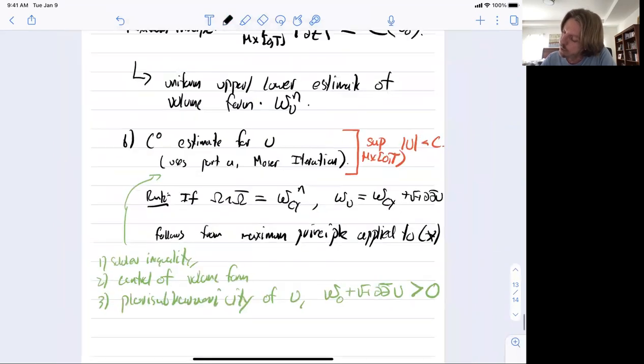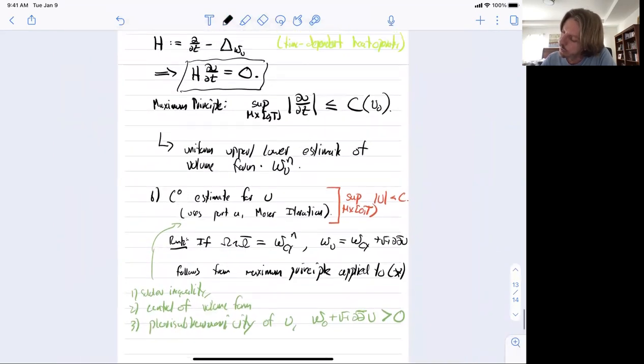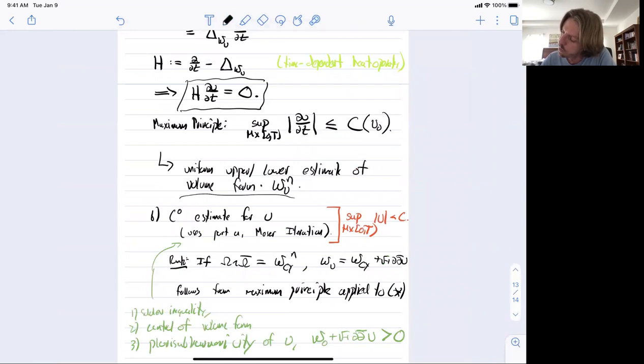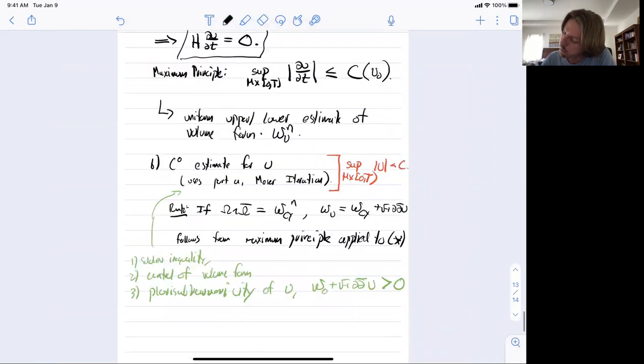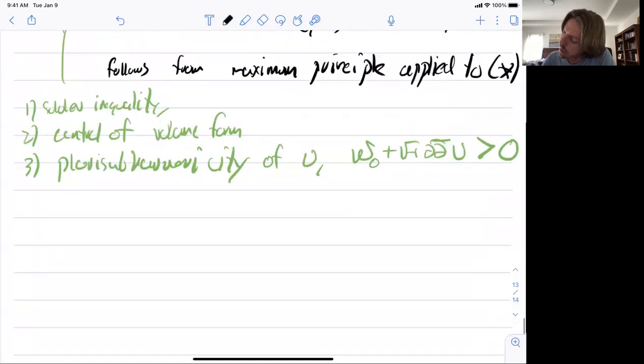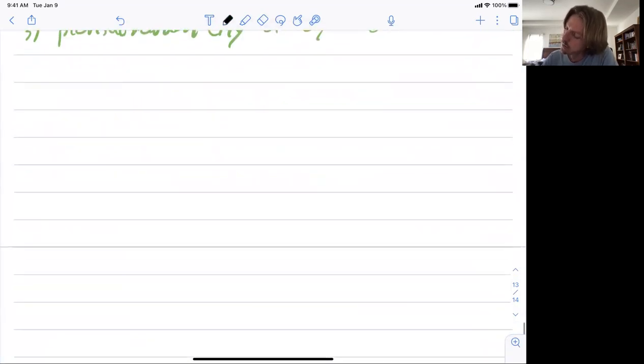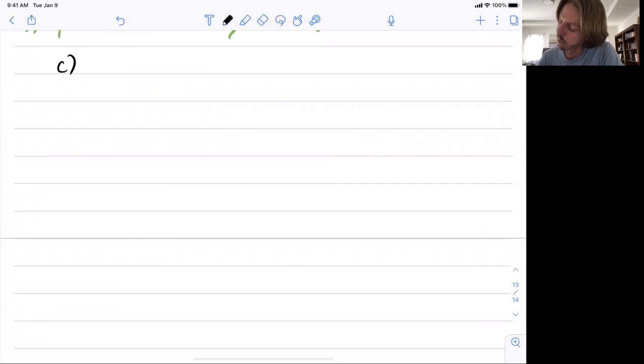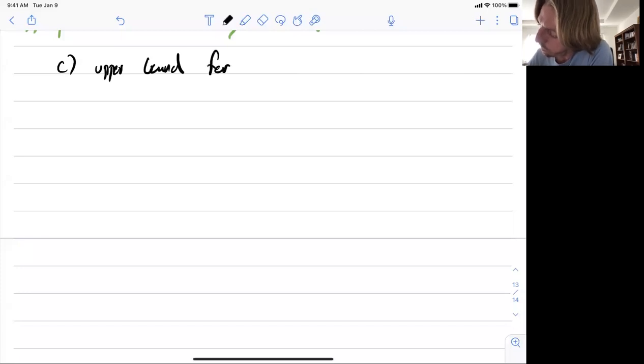Okay, so we have this C0 estimate for u, and then also this estimate for the volume forms. Now we can try to get the upper bound for the metric. Once we have the upper bound, we immediately get the lower bound because the determinant is controlled, and it's positive definite.